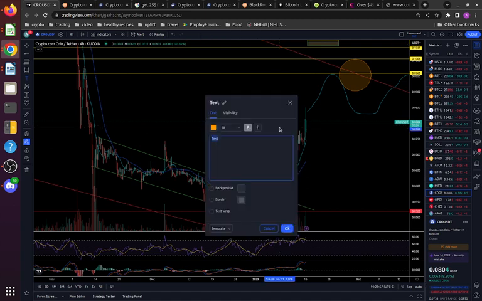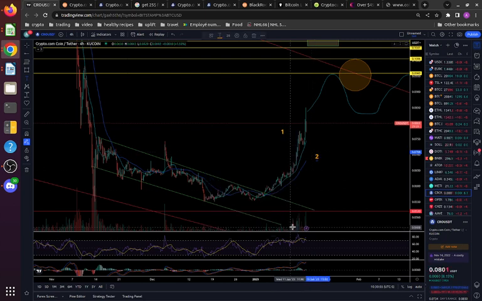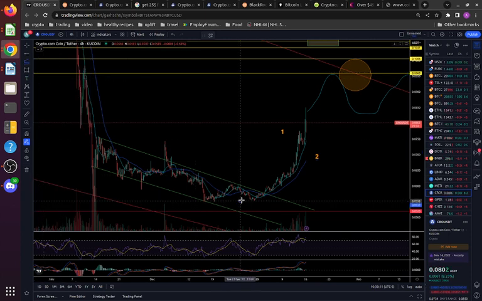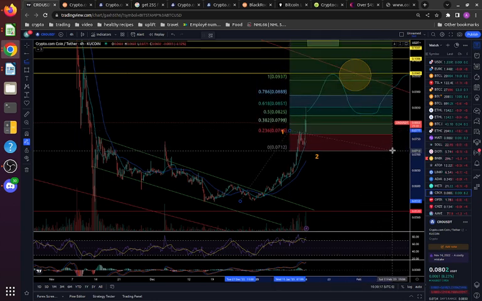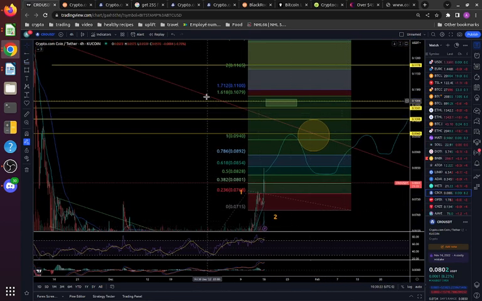So this was wave 1, and this was wave 2. Okay, so now we're going to analyze what level the third wave can reach. From the beginning of wave 1 to the end of wave 1 to the end of wave 2, the 1.618 level will give us the price it should at least reach. So we can see here that the price is 10 cents.